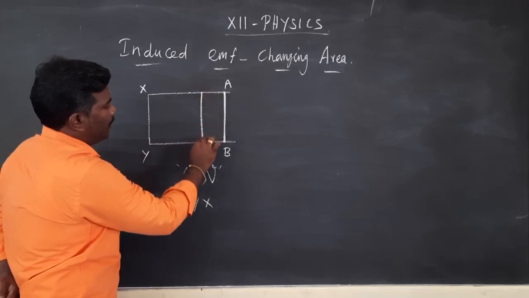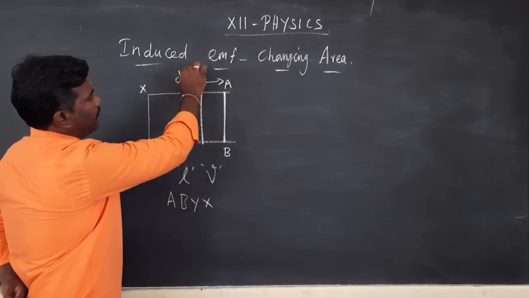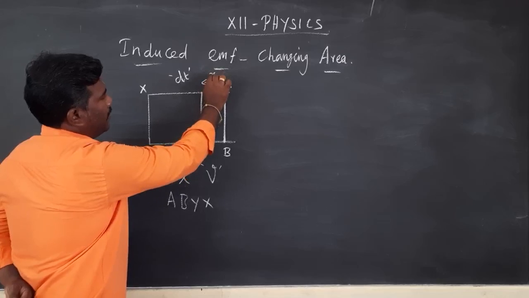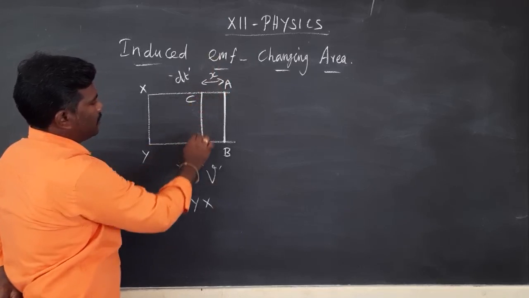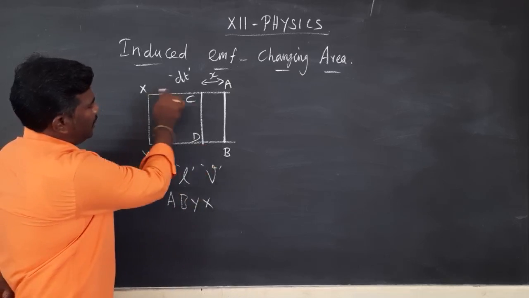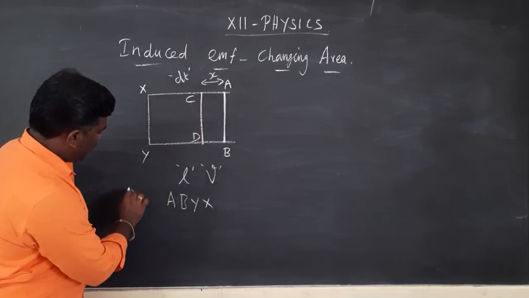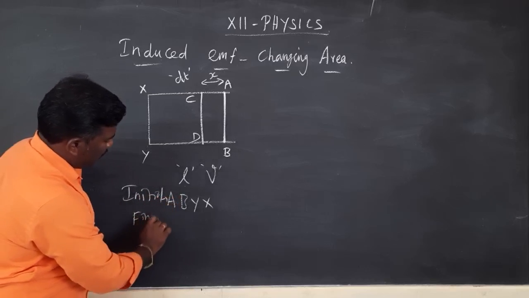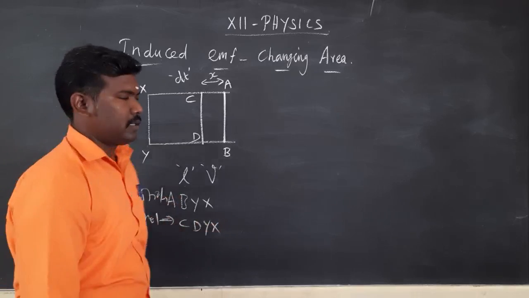After a particular time interval, now I am taking the time interval dt, it travels a distance x and reaches the final position CD. Now it encloses the area D, Y, X, C. This is the initial area, and the final area is nothing but C, D, Y, X.